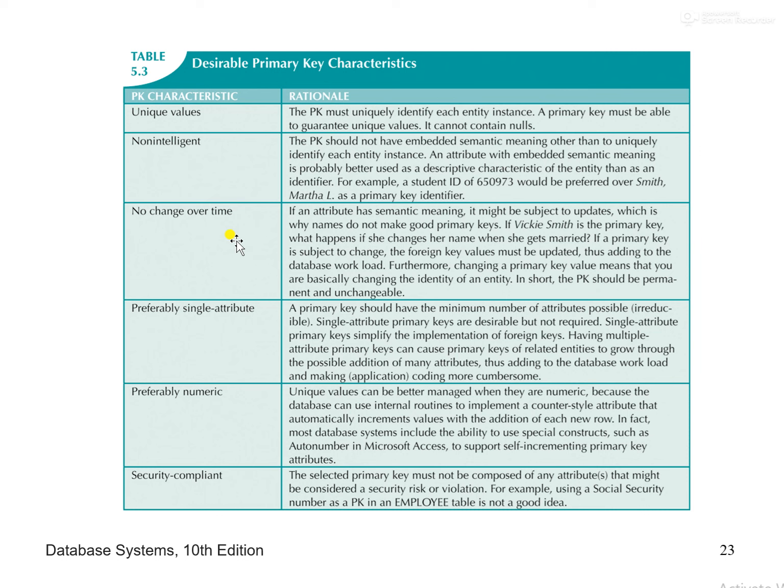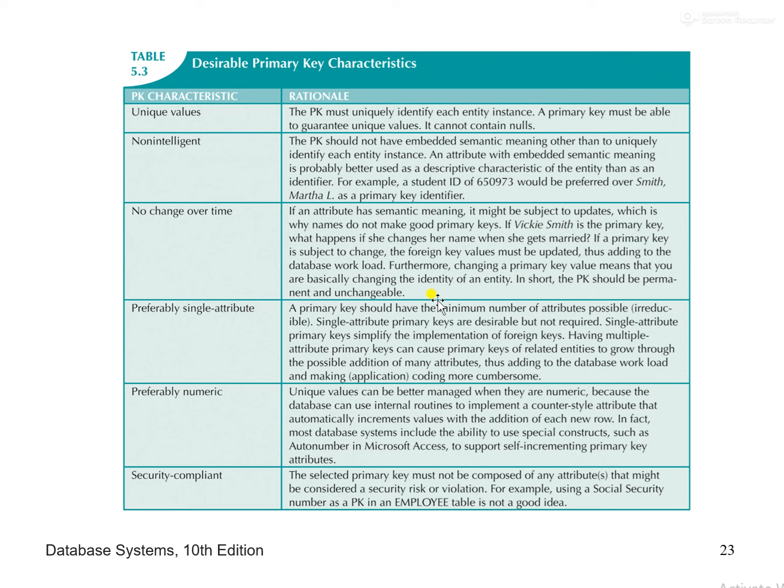Okay, no change over time. Now the third characteristic is we should choose such an attribute as a primary key which should not change over time. Like in the same example, for the student table we choose student ID as a primary key instead of student first name and last name. Here they give an example. Okay, the primary key is the student first name and last name, Vicky Smith, and now Vicky got married, and after getting married she changed her name to Vicky something else. So it means the primary key value has been changed.